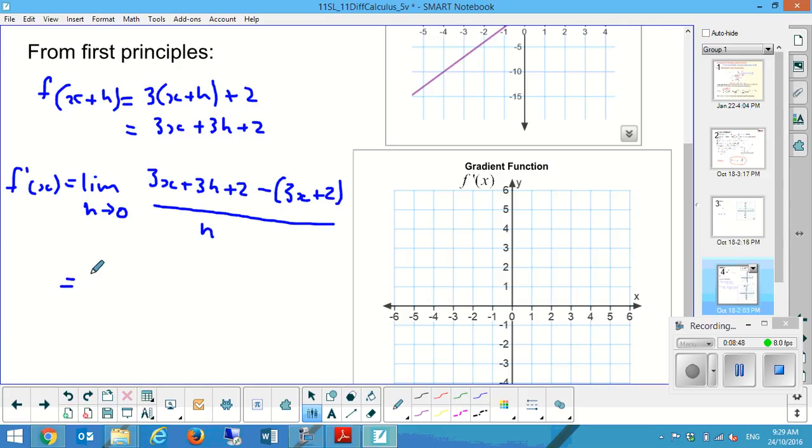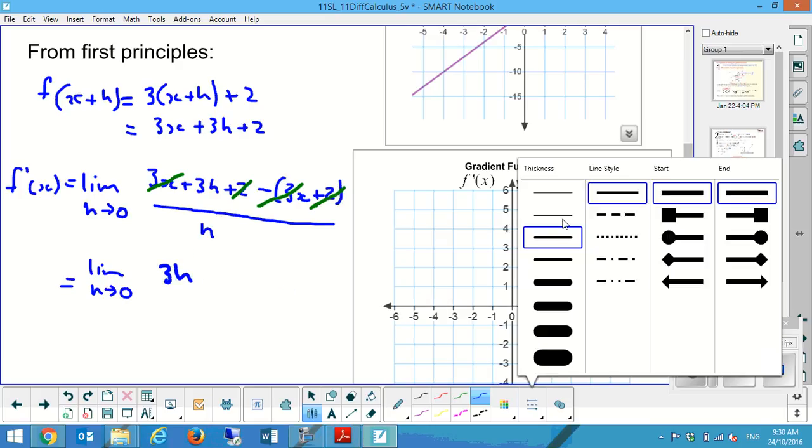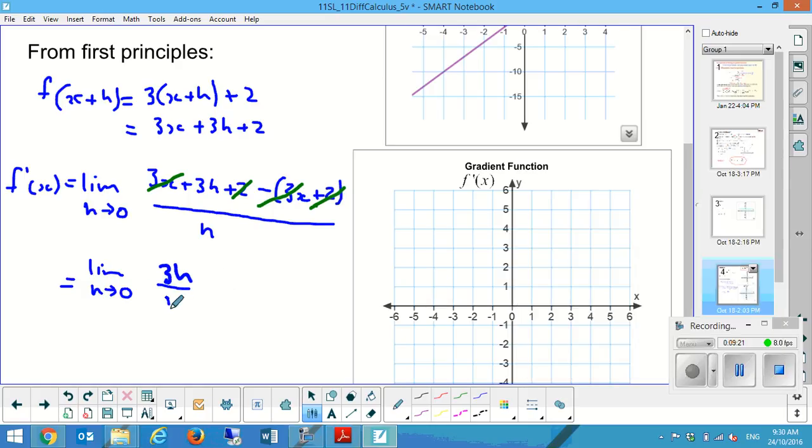So we need to write this down again. It does get a little bit tedious. Limit as h approaches 0. So now, if we're going 3x minus 3x, then that cancels with that. Plus 2 minus 2, so they will cancel. So you can see now, all we're left with is our 3h, over h.